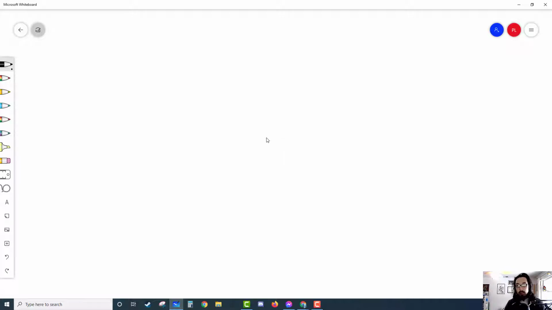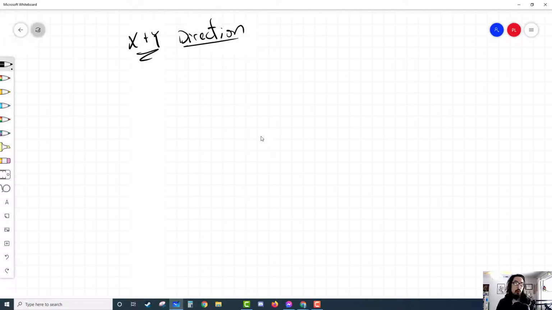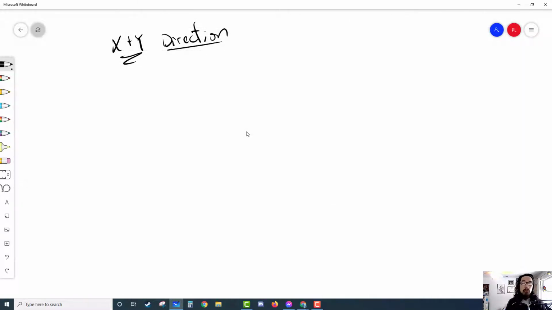All right, let's begin. A projectile motion is any object that is moving in both the x and the y direction, and sometimes the z direction. But that's the 3D stuff. Mostly what you'll see is the x and y direction, and the object is usually flying through the air, and thus the name projectile.